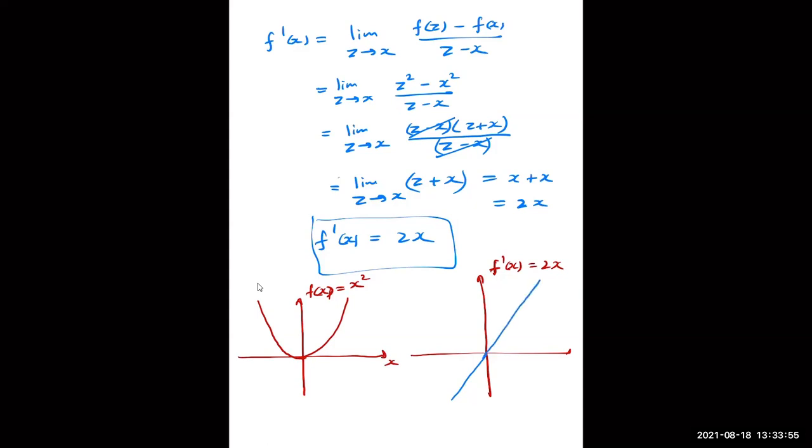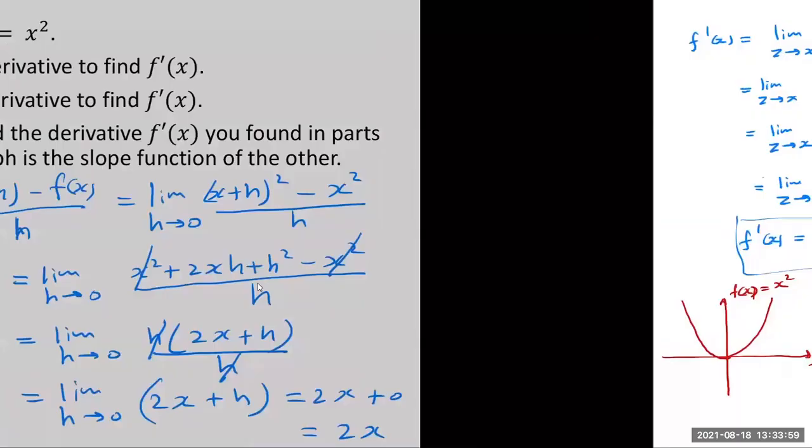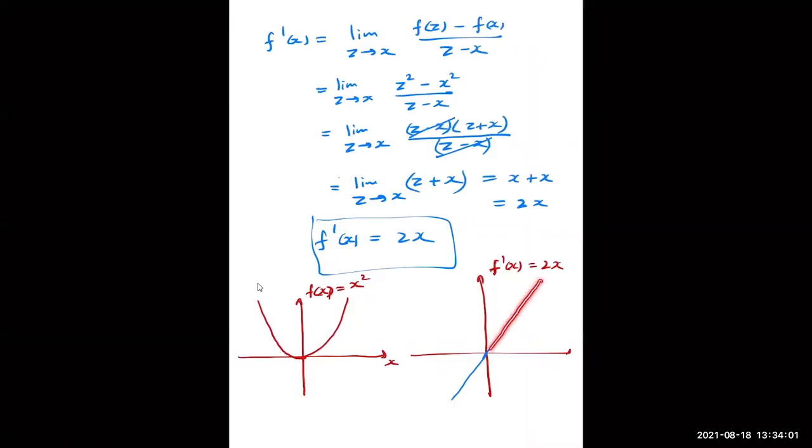This is the graph of f prime of x. So what do you think? Would you believe this? This is the slope function. F prime of x is the slope function, right? Slope of f of x. So would you believe that this is the slope function? Well, let's make a few observations here.